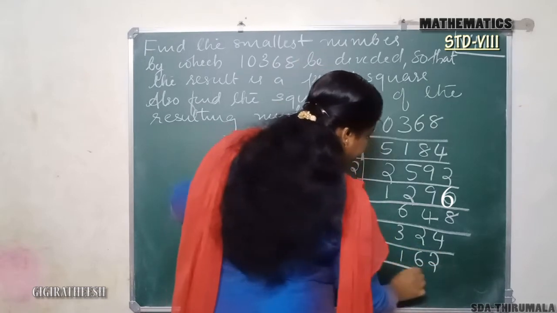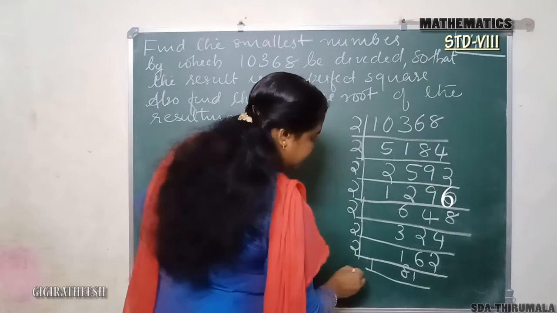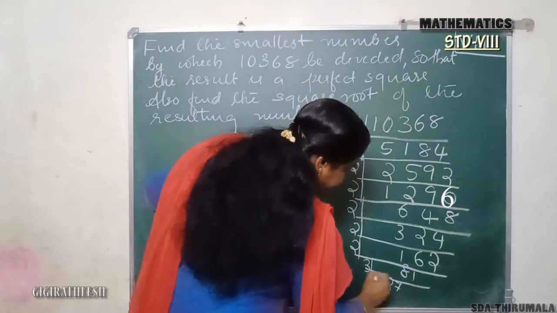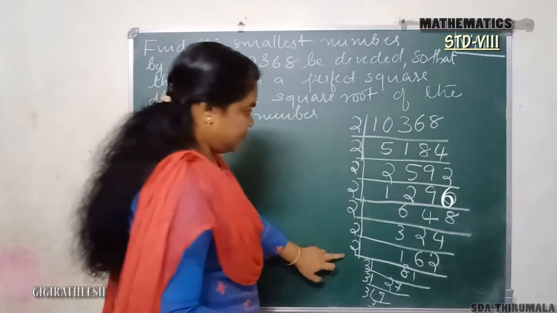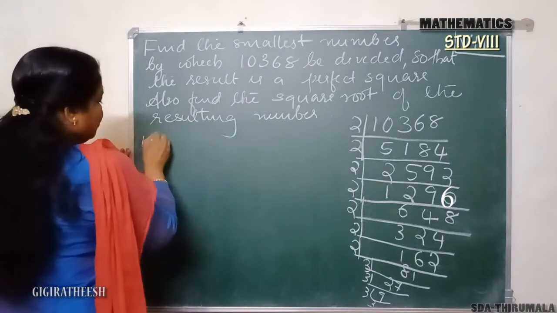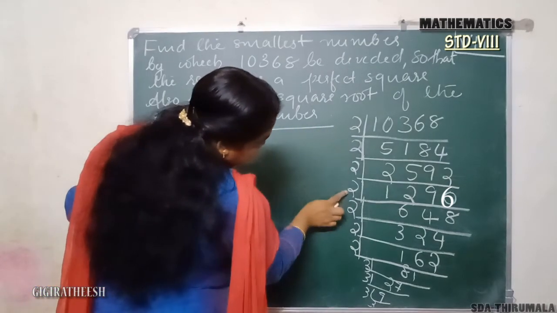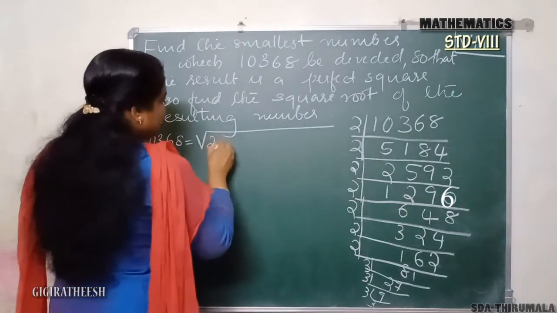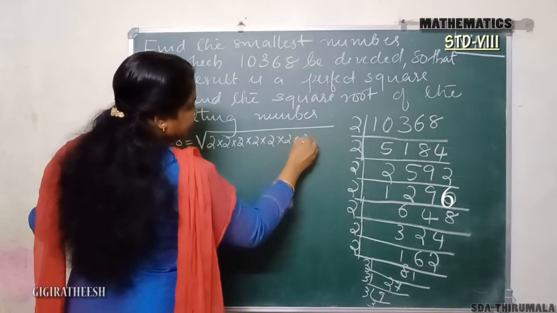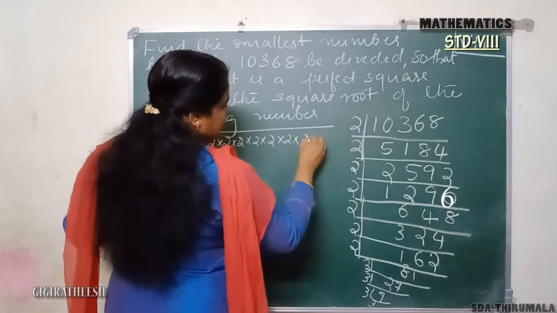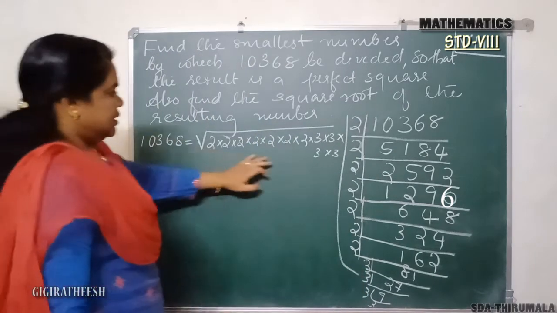Then again it's divided by 2, that is equal to 81. 81 is 3 times 27, 27 is 3 times 9, and 9 is 3 times 3. We can write 10,368 as 2 seven times, and then 4 threes, into 3, into 3, into 3, into 3. These are the factors of this number.